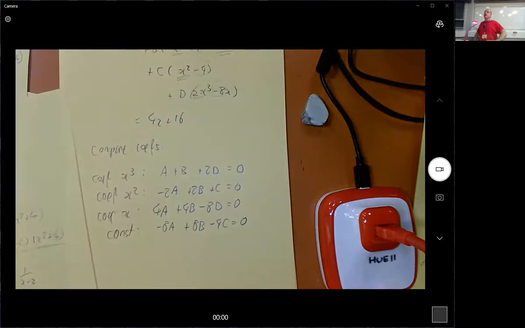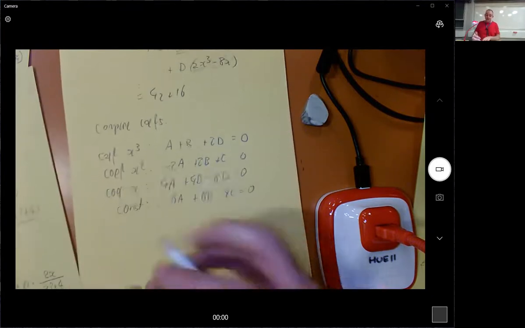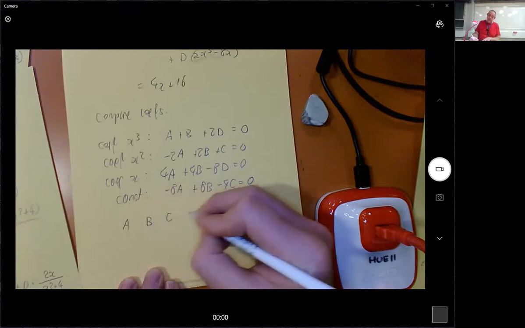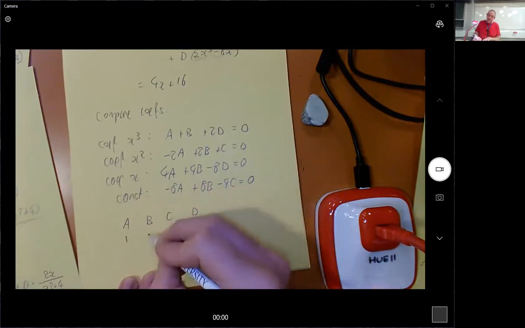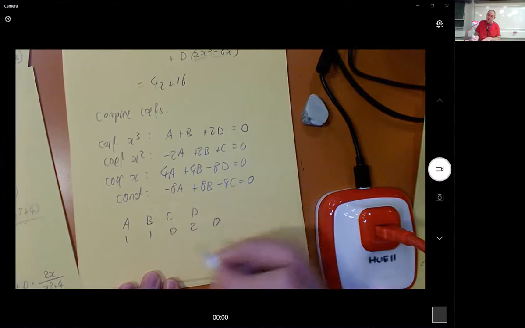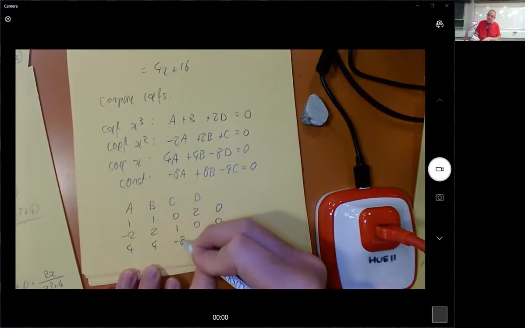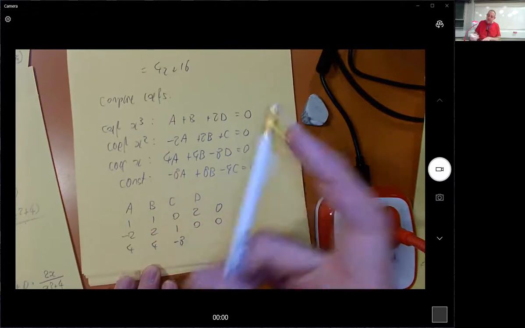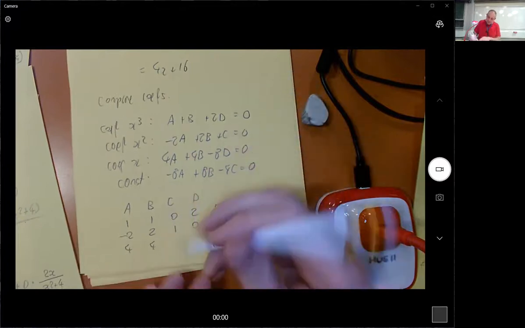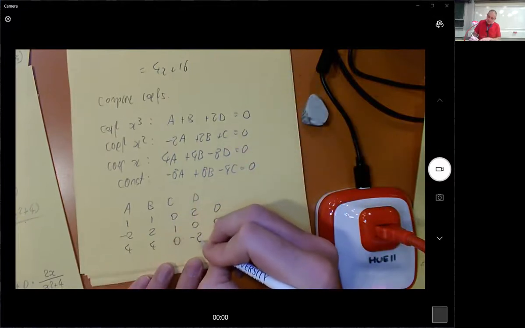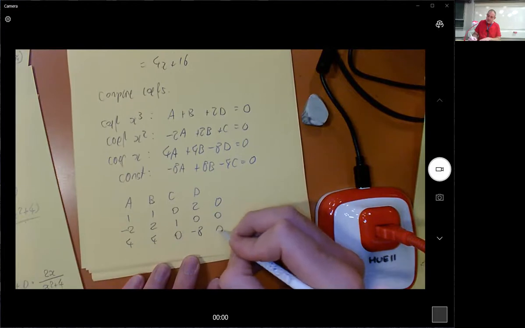And I do not like my hope of solving this without a matrix, because there's 3 unknowns in every one of these. So if I were going to solve this, I would go, well, this is how many a's, this is how many b's, this is how many c's, and this is how many d's. 1a, 1b, no c's and 2 d's is 0. Minus 2 a's and 2 b's and 1 c and no d's is 0. 4 a's and 4 b's and, sorry, no c's, and minus 8 d's is zero.